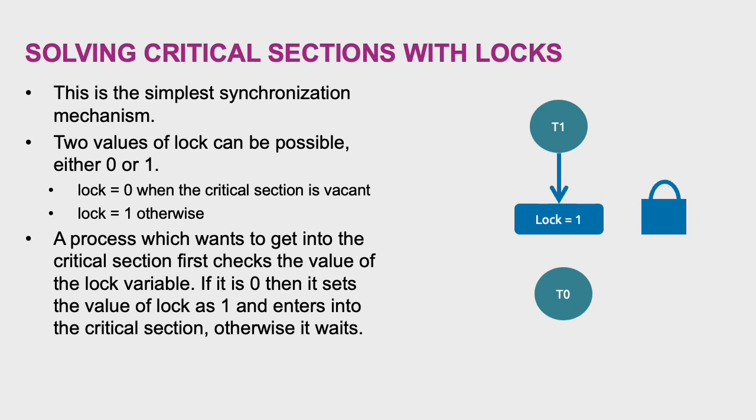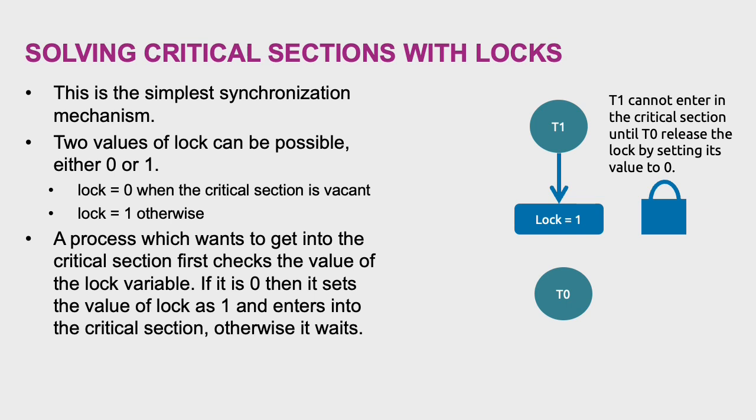Now, let's assume that another thread wants to access the critical section. Well, the new thread, the thread T1, checks the lock, and basically the lock is set to 1, so it's not possible for the thread to enter the critical section. Basically, the thread T1 cannot enter the critical section until the thread T0 releases the lock by setting its value to 0 and leaves the critical section.